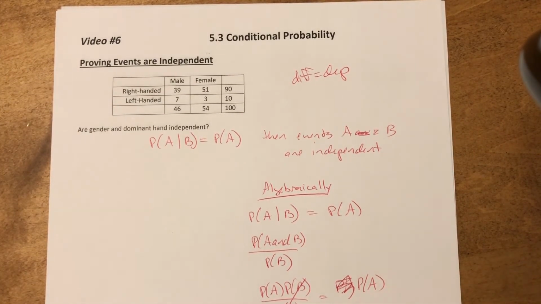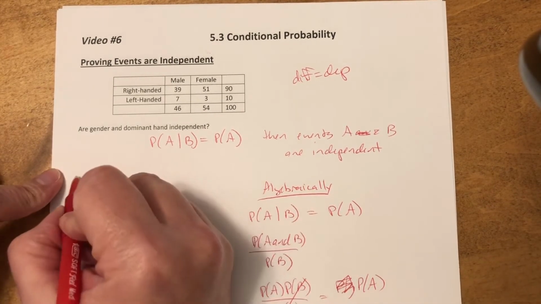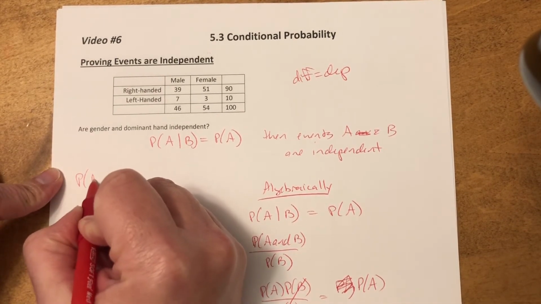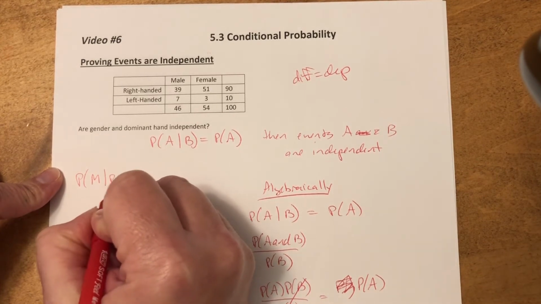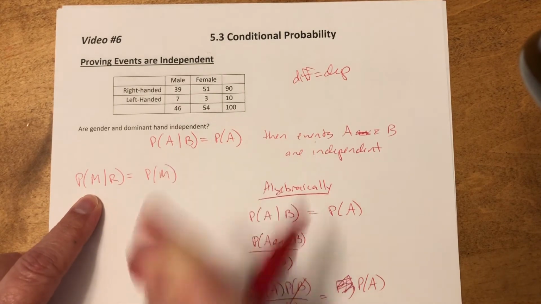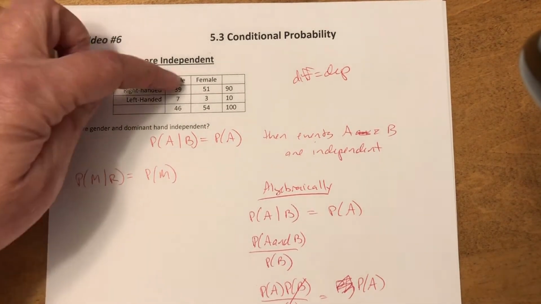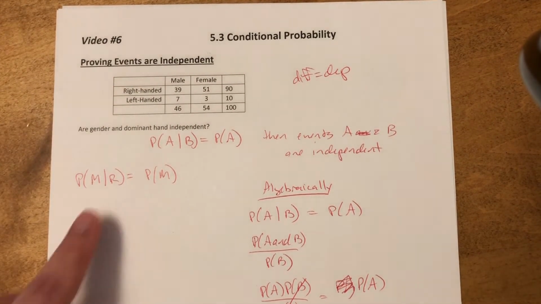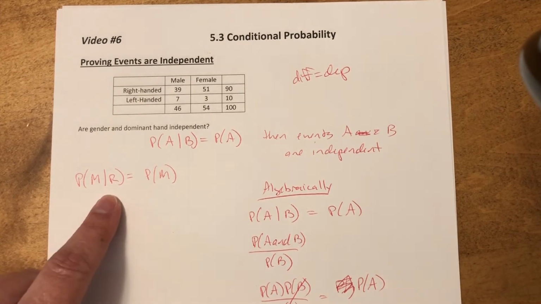It doesn't matter what you pick, because if variables are independent, they're independent. If they're dependent, they're dependent. It doesn't matter what you choose. I'm going to choose the probability that a person is male given that they are right-handed. If this equals the probability that somebody is male, then I can say gender and dominant hand are independent. So back to my conditional distributions.